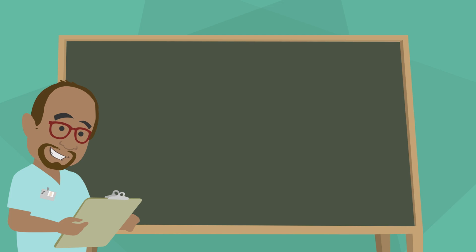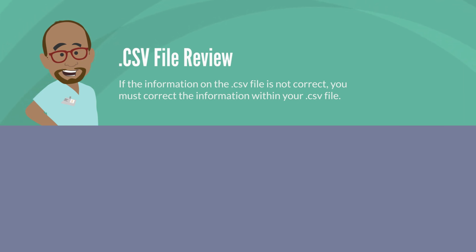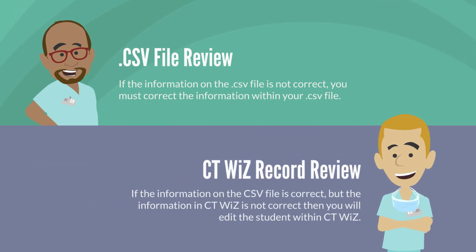If you receive any of these error messages or warnings, there are two things you will need to do to correct them. First, you will review your CSV file, verifying the information is correct. If the information on the CSV file is not correct, you must correct the information within your CSV file. If the information on the CSV file is correct, but the information in CT WiZ is not correct, then you will edit the student within CT WiZ. Once edits are made to either the CSV file or the record in CT WiZ, as necessary, the CSV file can be uploaded again into CT WiZ, or you can manually enroll students into your school or school district.